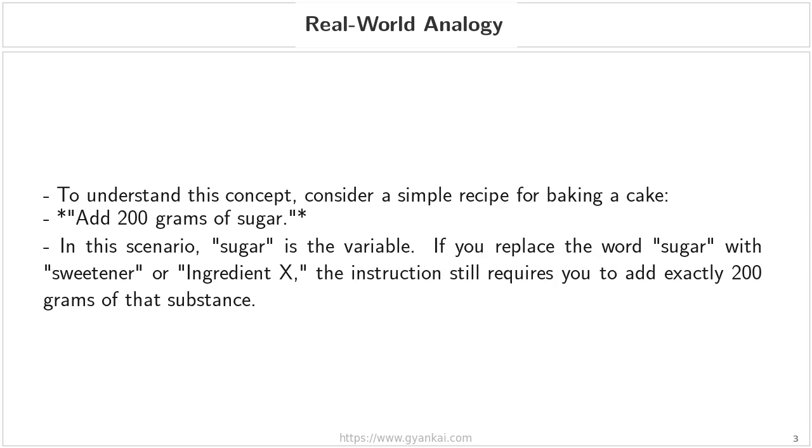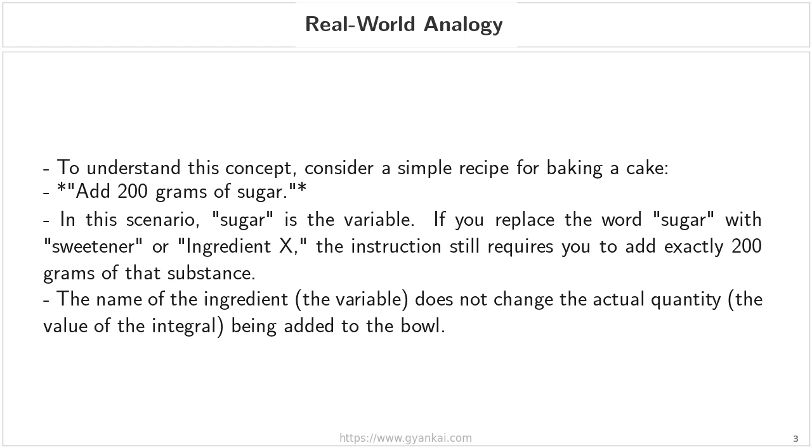If we were to replace sugar with sweetener, or even just call it ingredient X, the instruction would still mean the same thing: add 200 grams of that substance. We're still adding the same amount, right? That's exactly what's happening with definite integrals. The name of the ingredient, or in our case, the variable like x, t, or u, doesn't change the actual quantity, which is the value of the integral, the area under the curve.